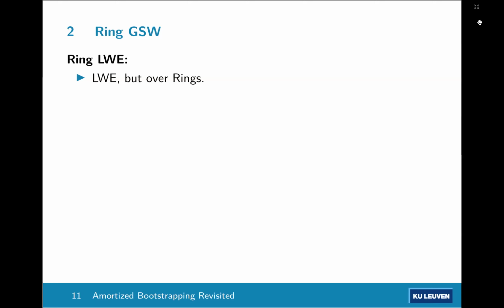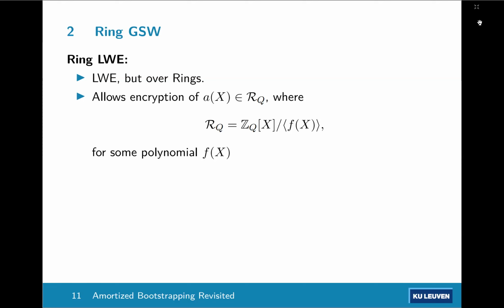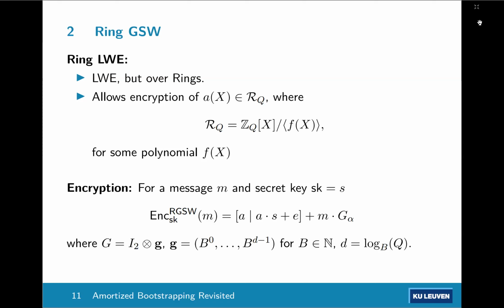What we then do is we take this ring LWE ciphertext and we use an intermediate scheme as a bootstrap scheme. So we transfer now from ring LWE to a scheme introduced by Gentry, Sahai, and Waters called GSW. For GSW, we have encryptions over a ring, and these are polynomials, and these are encrypted in the following way, where G is a gadget vector, which is a tensor product of the two-dimensional identity matrix and a gadget vector.